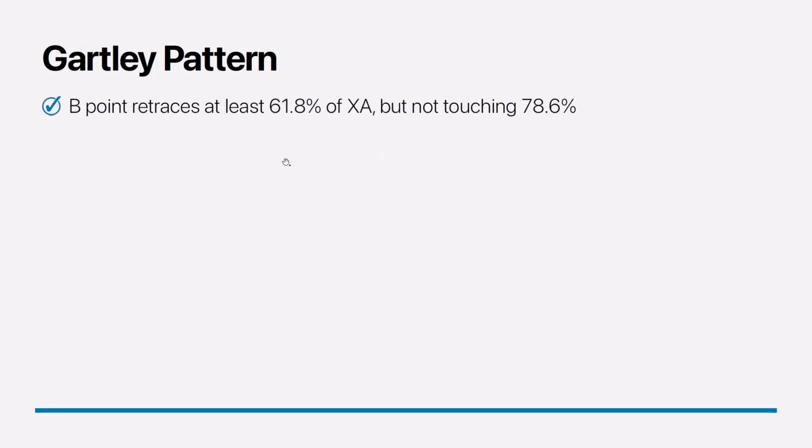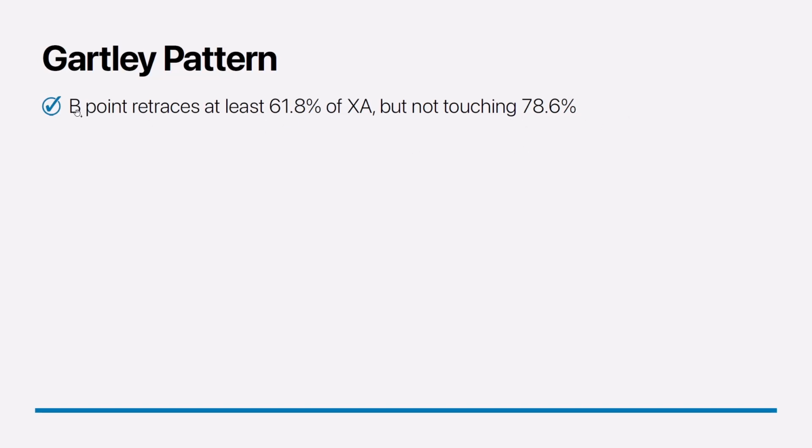First we look at point B retracement. For Gartley pattern, point B needs to retrace at least 61.8 of the XA leg, but cannot touch the 786. So it's actually a very specific rule. It needs to touch 618, but it cannot touch 786.